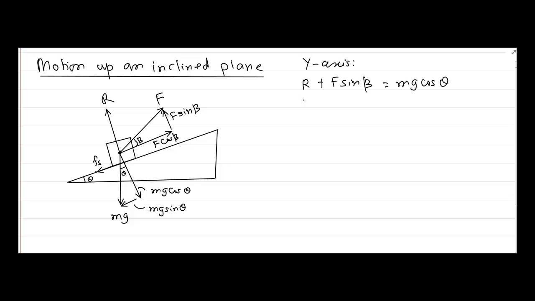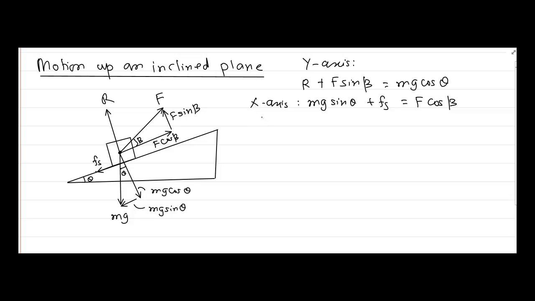And if I take along the x-axis, then the various forces that come into play are F cos beta, Fs, and mg sin theta. We can see mg sin theta and Fs are in the same direction. So mg sin theta plus Fs is equal to F cos beta.